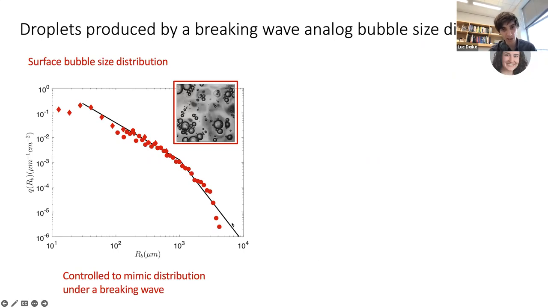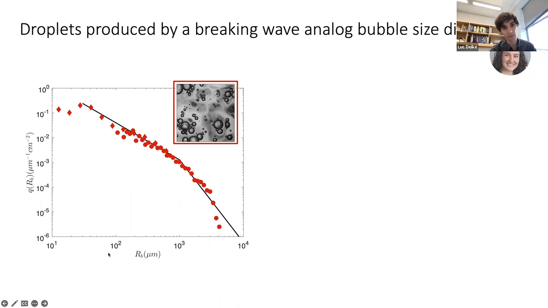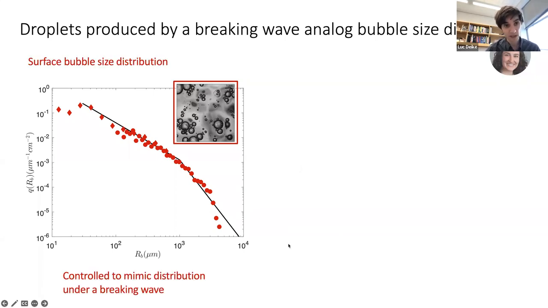So we can mimic the size distribution of bubbles underwater and at the surface to be one that's quite similar to the one under a breaking wave. So you get the breaking wave analog, and you have this size distribution that follows these two regimes that I've been talking about, and then you get these very nice pictures at the surface that we hope are somehow representative of a foam at the ocean surface. We can argue about that at the end, but that's sort of the hypothesis here.